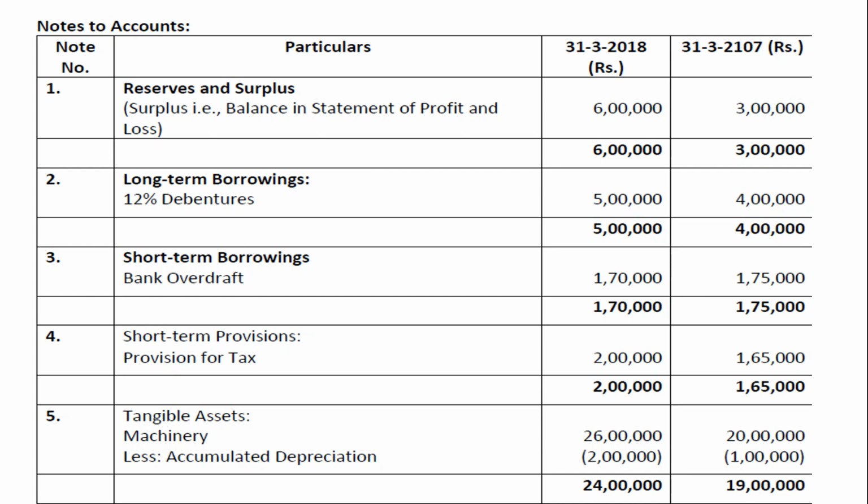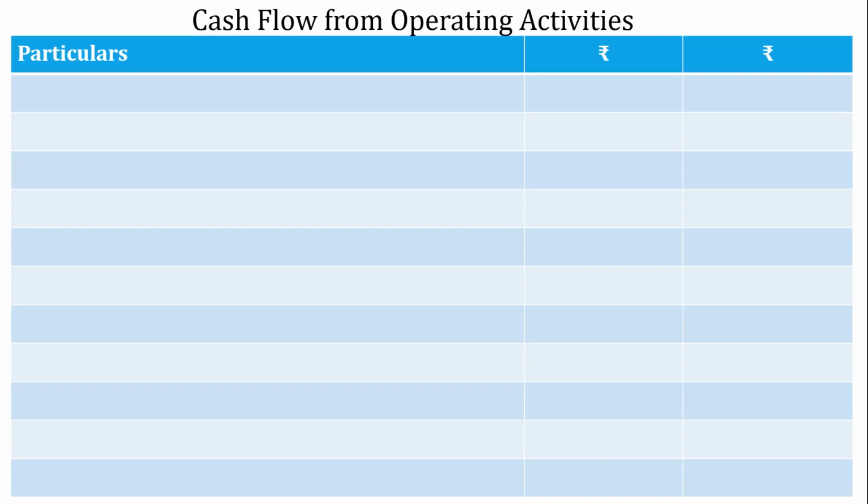The cash flow from operating activity always starts with the net profit before tax and extraordinary items. So we have to calculate the net profit before tax and extraordinary items, and for that working note, the starting point would be the difference in this surplus. So let us see that here. We will write first one, net profit before tax and extraordinary items. We will prepare a working note for that.